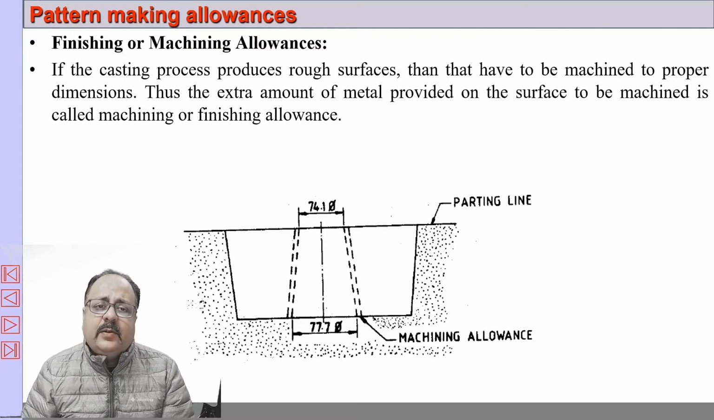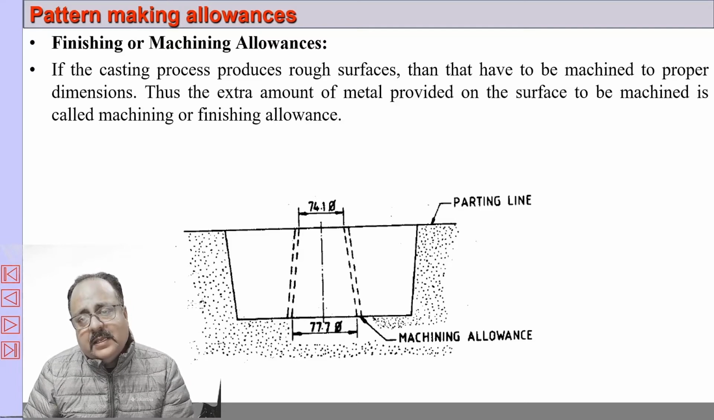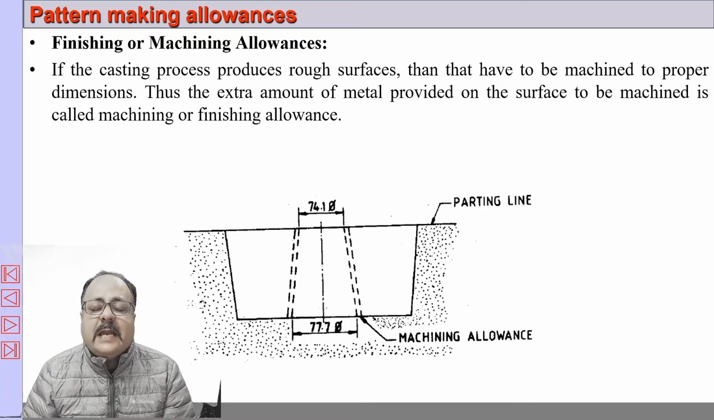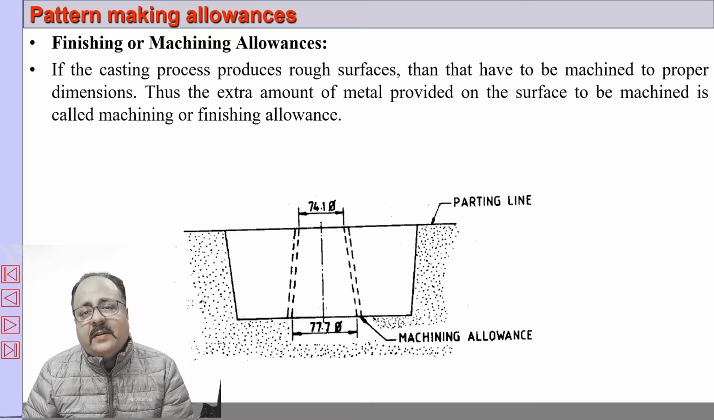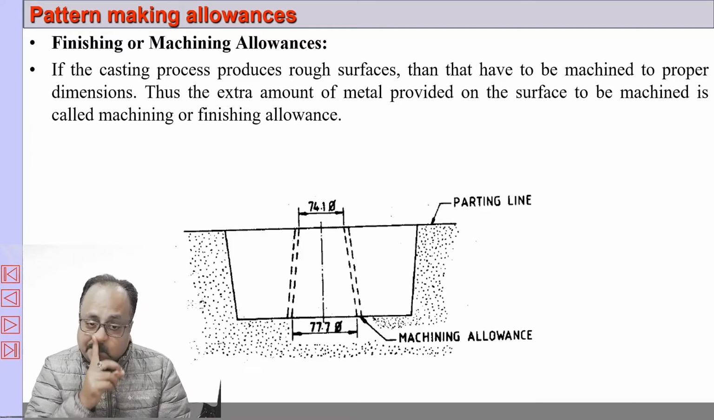So for that you require some extra metal, and for that to happen you have to make the pattern size slightly larger than the final casting or the final product. So the size of the pattern should be larger than the final product so that the casting is larger. If the casting is larger than the final product, then we can machine and bring it to the size by removing the extra material. That allowance that is provided is called the finishing allowance or machining allowance.